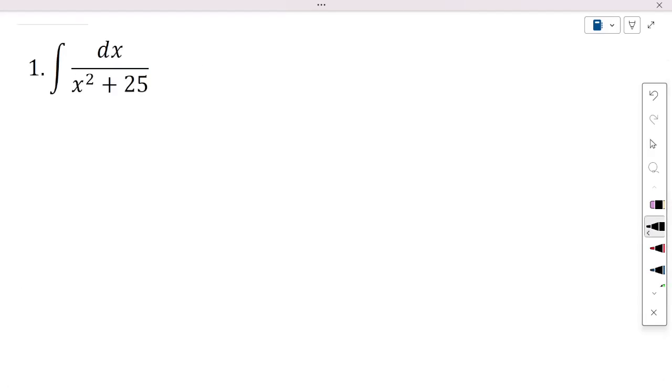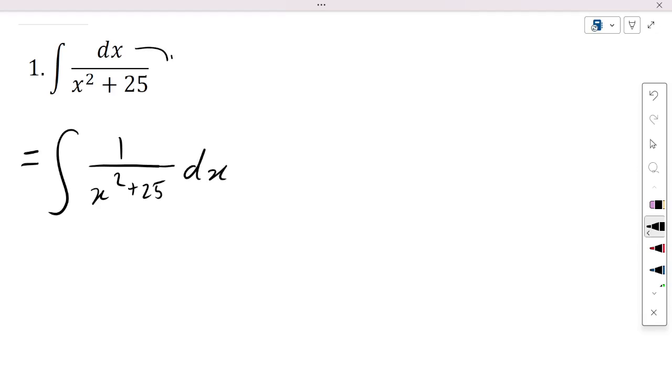So the first one is the integral of dx over x squared plus 25. Now, we're so used to this at this point that we know we just have to rewrite it as the integral of 1 over x squared plus 25 with respect to x, because we want to take the dx outside of the fraction, so it's easier to read. Okay, so now what we see is the following.